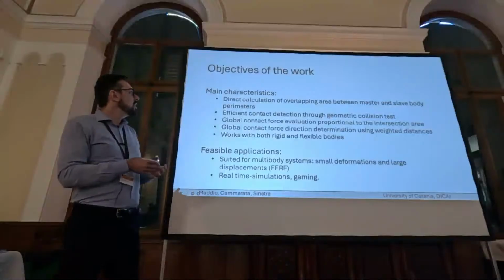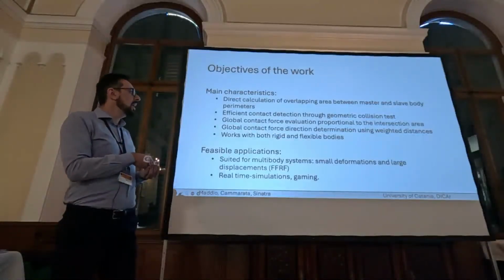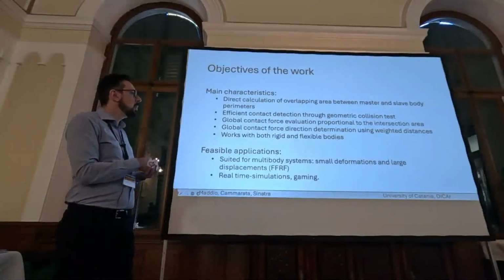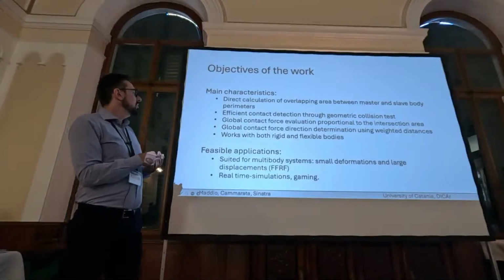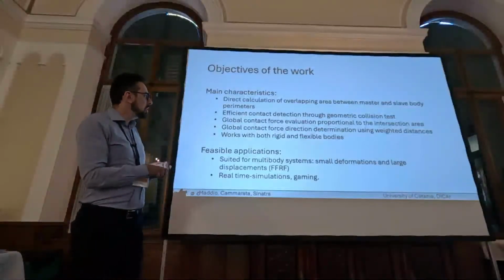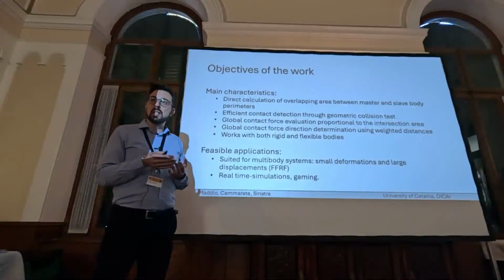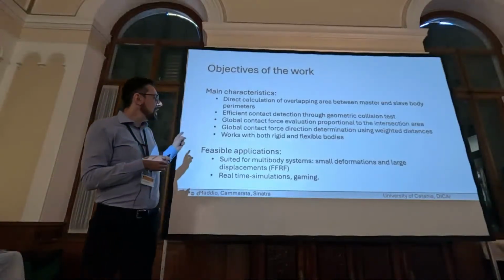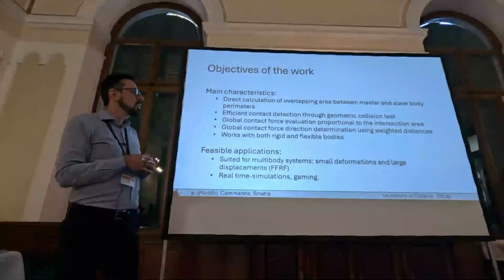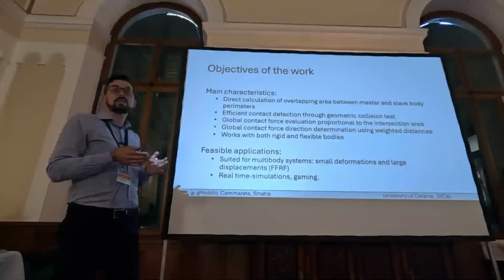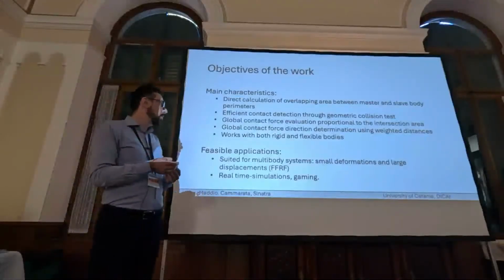These are the main characteristics of our method. We provide a direct calculation of the overlapping area between the master and slave body perimeters. We provide an efficient contact detection through a geometric collision test, and the global contact force is proportional to the intersection area, and its direction is determined using weighted distances. It works both for rigid and flexible bodies.